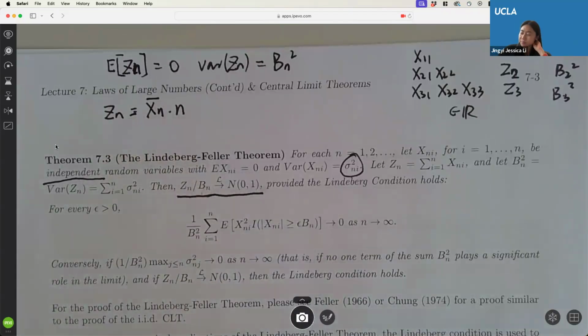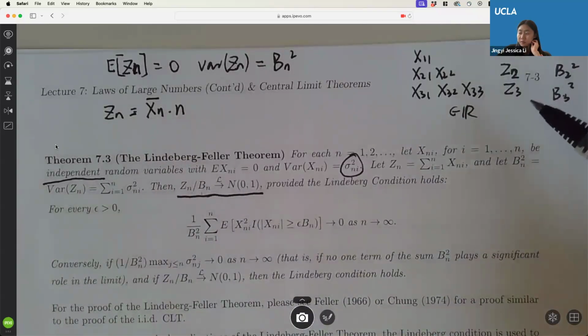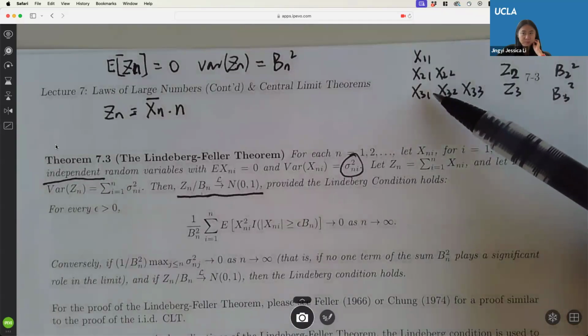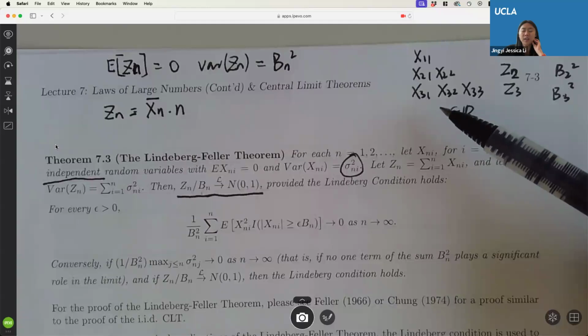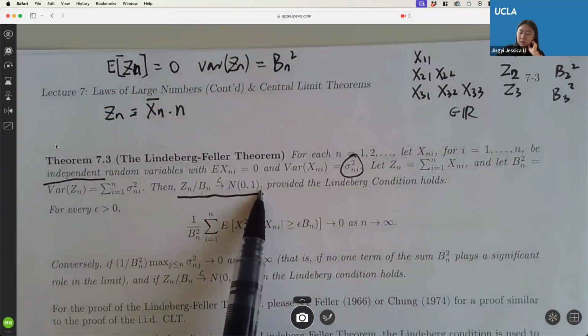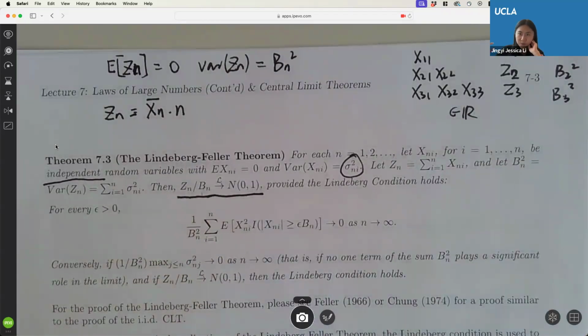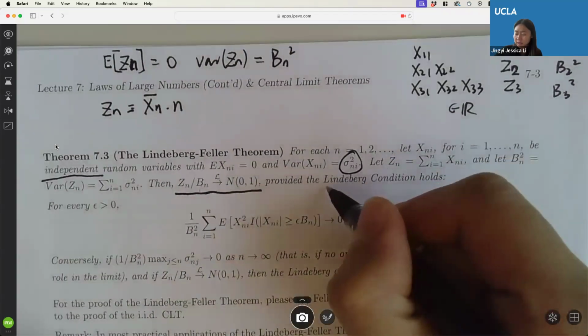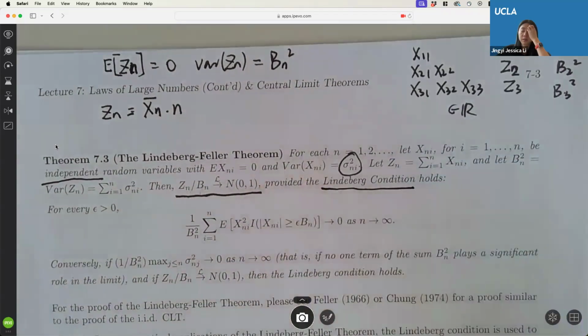The conclusion is the same, but we need a different condition because here within the row, you may not have identically distributed random variables. The only thing we kept is independence and nothing beyond that. So we don't require the identical distribution assumption. But there's no free lunch, right? To get the same central limit theorem result without identical distribution, you need to add some condition. And this condition is called the Lindeberg condition.